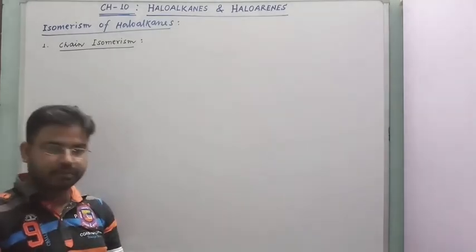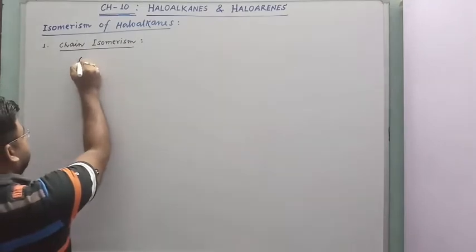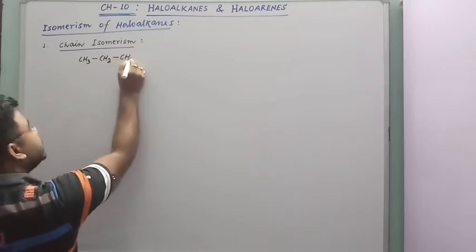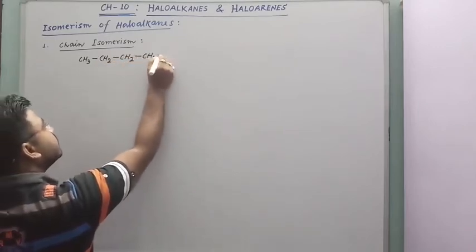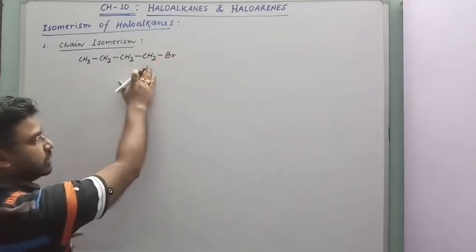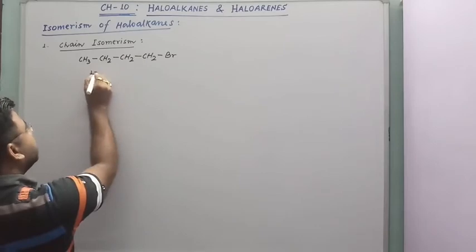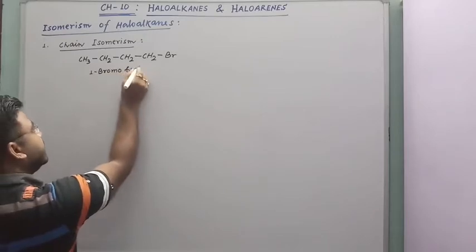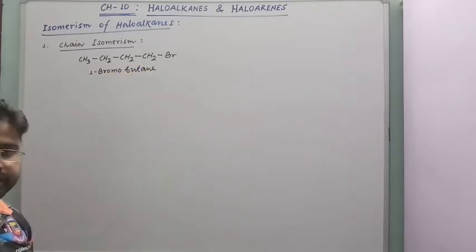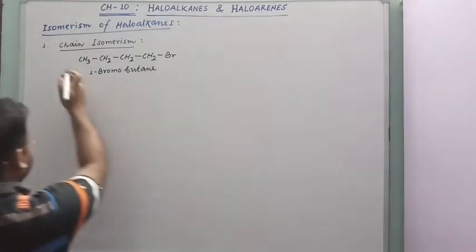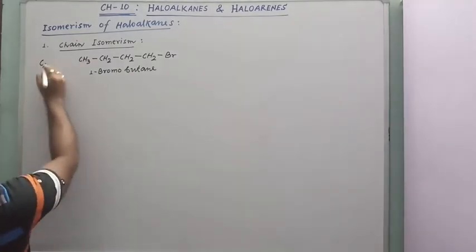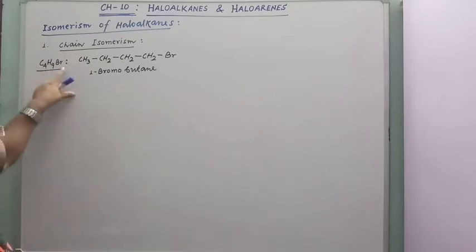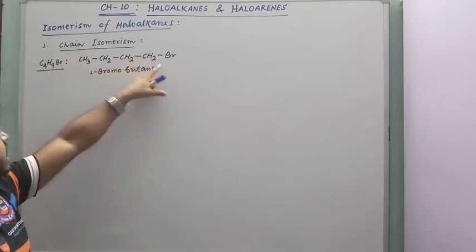So, a minimum of four carbons must be present. A haloalkane with 4 carbons: CH3, CH2, CH2, CH2, Br. 1, 2, 3, 4 carbon. So here, the bromine is with the first carbon, so it is 1-bromobutane. Its molecular formula is C4H9Br: 4 carbon, 9 hydrogen and 1 Br.